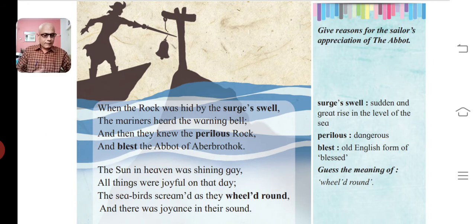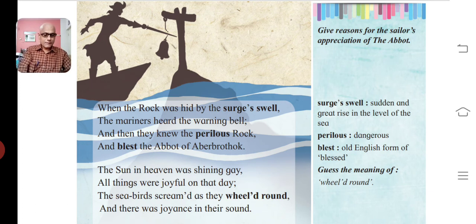Now I tell you the answer on my own. There were some dangerous rocks near the Scottish coast. The abbot of Aberbrothock had placed a buoy and fixed a bell on it near those rocks. If the sea was rough, the sailors could spot the buoy. Even in the darkness, the rough seas made the bell ring. So by day or night, the abbot's bell saved the sailors and their ships from the rock, and they blessed him.